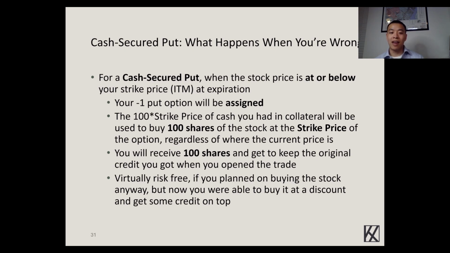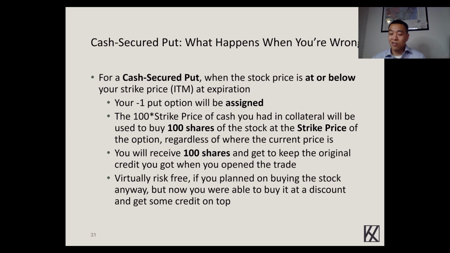So that means your -1 put option is assigned. In this case, because you had cash as collateral, the 100 times the strike price of cash that you had in collateral will be used to buy 100 shares of that stock at the strike price, regardless of where the current price is. So that's kind of where the dangerous part is. If that current price is way below your strike price, then you're buying 100 shares at not a great deal, right? You're buying 100 shares at that strike price, even though the current price is way lower.